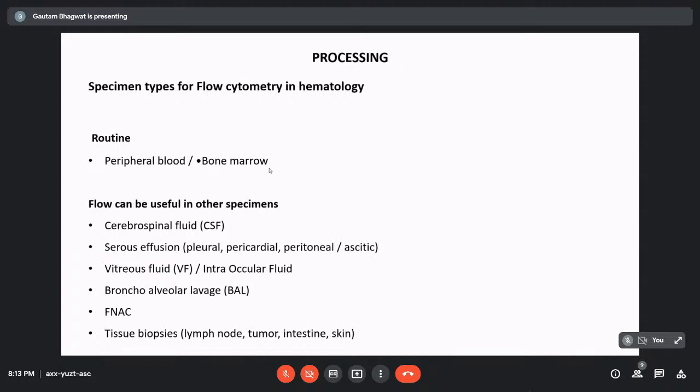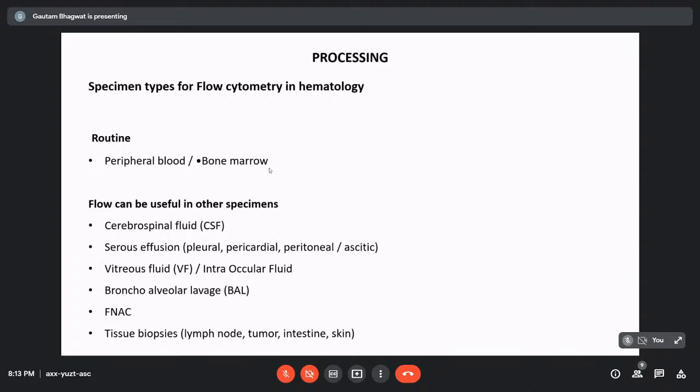In a routine hematopathology lab, you routinely get peripheral blood and bone marrow. Apart from this, the samples in which we can detect tumor cells are the cerebrospinal fluid, the various serous effusions such as pleural fluid, pericardial fluid or ascitic fluid, and the vitreous or intraocular fluid. ALL rarely tends to metastasize into the intraocular area, and so we get samples from there. Then there are the bronchoalveolar lavage and tissue biopsies.